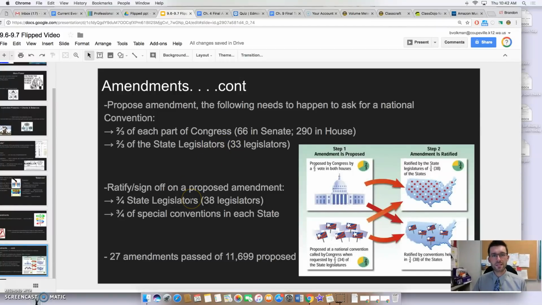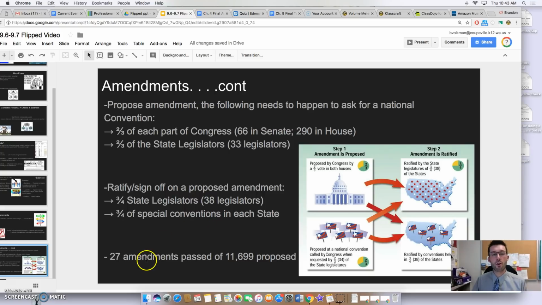Now, once an amendment has been proposed, there's two ways to get that amendment ratified, to get it signed off and okayed. First, you could have 3/4 of all the state legislatures agree to it, which ends up being 38 state legislatures out of 50. Or you could have 3/4 of special conventions from each state vote for it. Again, that would be 38 of the conventions.